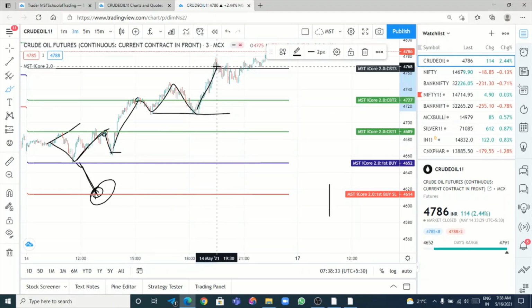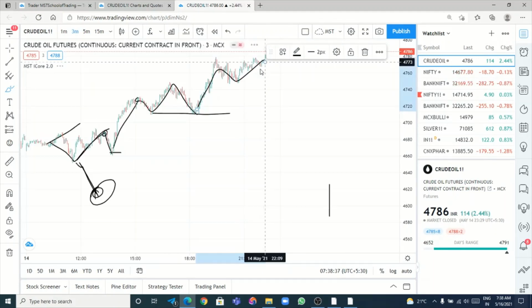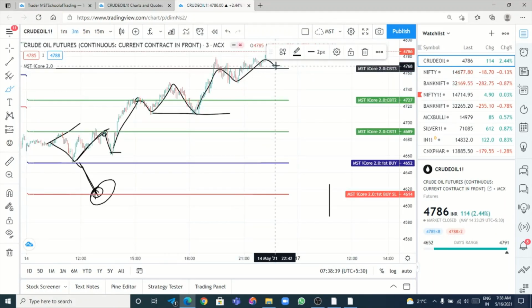Then it has given the third target also. Okay, now it is nearing the other targets. Now by the time the second buy would have activated after three targets in the first buy, so we can expect the second buy also will be activated.